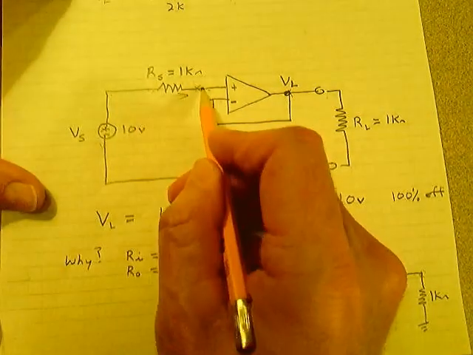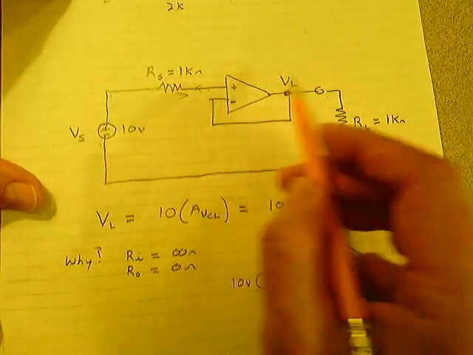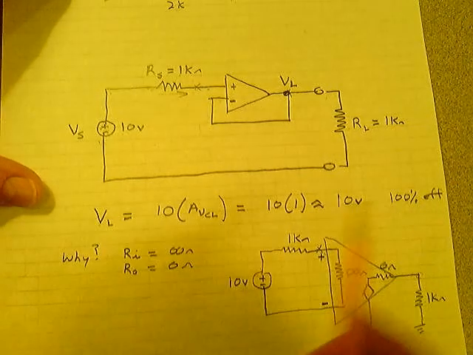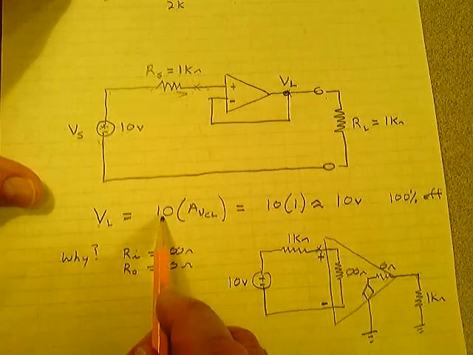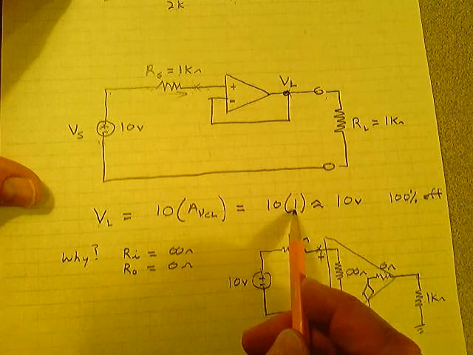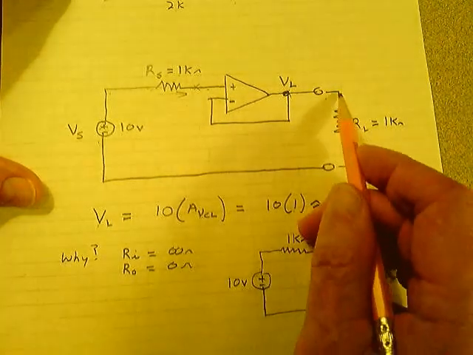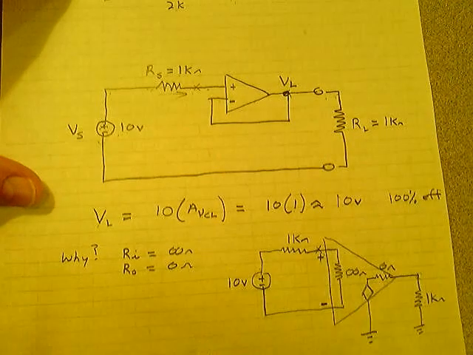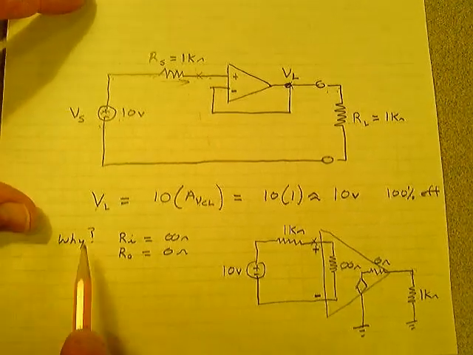So now we have 10 volts at this point. It's a Unity Gain Amplifier. It puts 10 volts out there. 100% efficient. Voltage across the load is 10 times the gain. The gain is 1. You get all 10 volts out here. Every bit of that 10 volts gets delivered to that load. 100% efficient. Why does it do that?